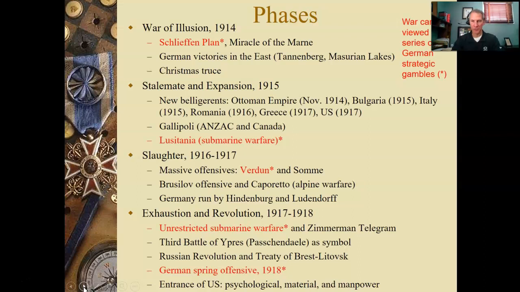Italy, though it was allied with Austria-Hungary and Germany in the Triple Alliance, was bribed into the war in May of 1915 with the promise of Austrian territory. Romania also joined the Allies. By the way, Romania had the strategic resource of oil.